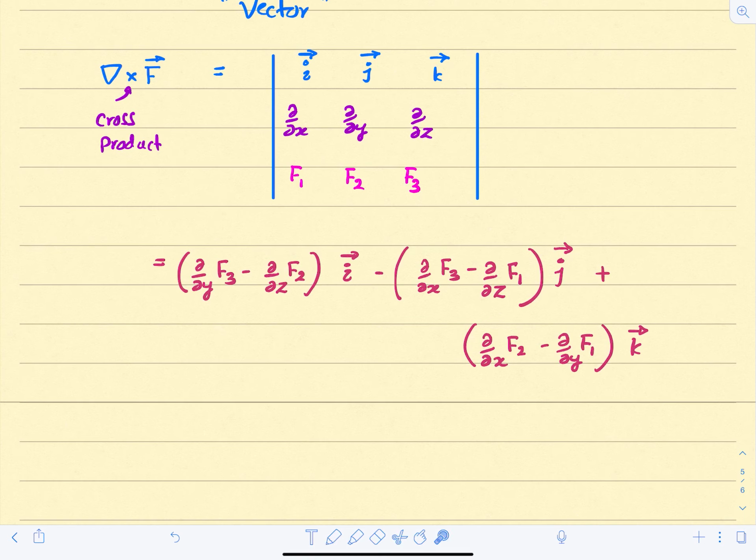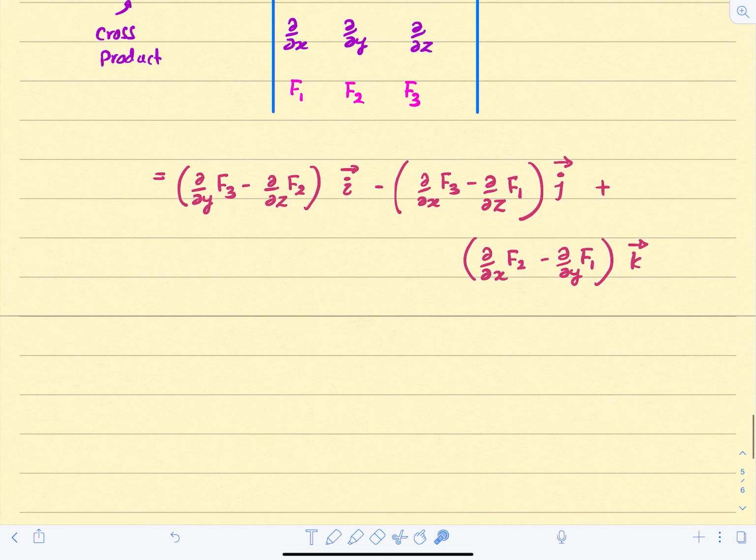Now you must remember one important thing. This is not a product. This is the derivative of f3 with respect to the y variable. Similarly, here we should take the derivative of f2 with respect to the z variable, and so on.